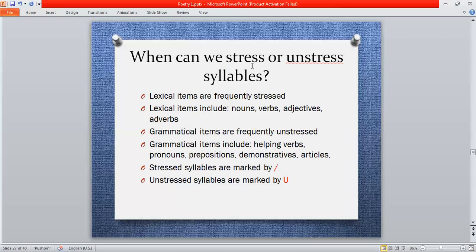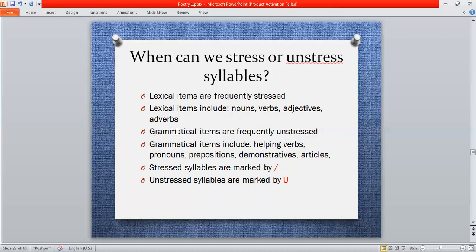How can we determine which syllable is stressed or accented and which is unstressed or unaccented? We have to know that the parts of speech are divided into lexical and grammatical items. Lexical items are frequently stressed. What are lexical items? By lexical items, we refer to nouns, verbs, adjectives, and adverbs. So when you meet a noun, a verb, an adjective, or an adverb, this means that this word is stressed or accented.